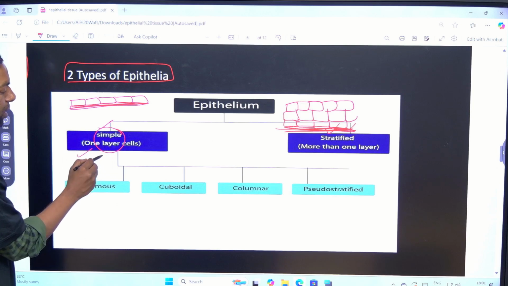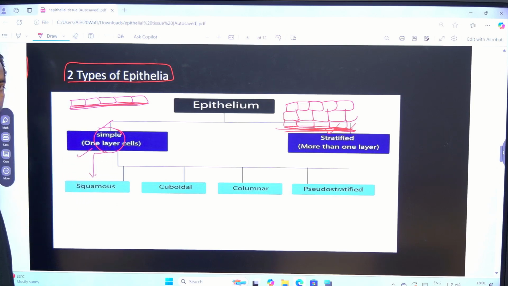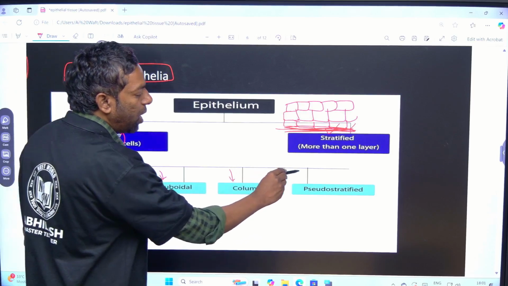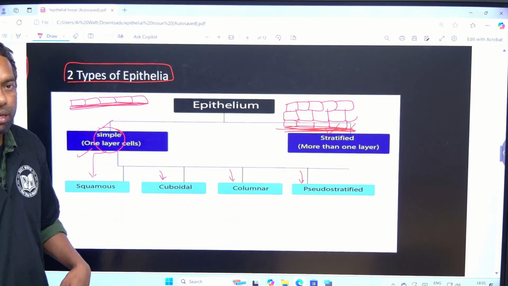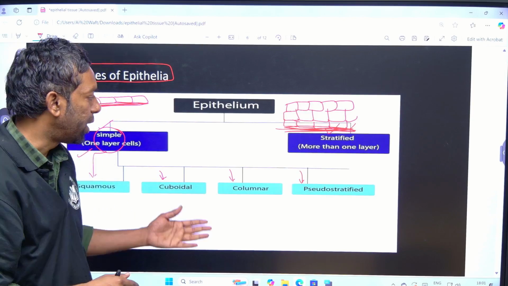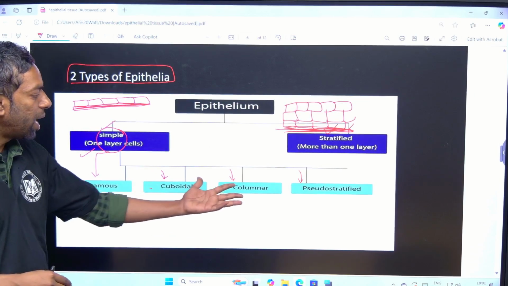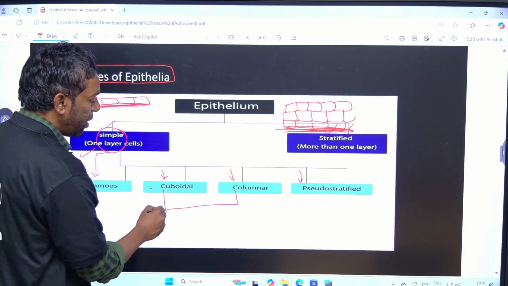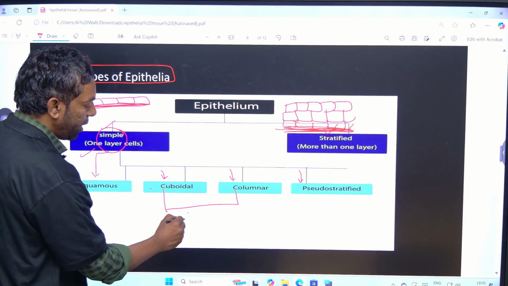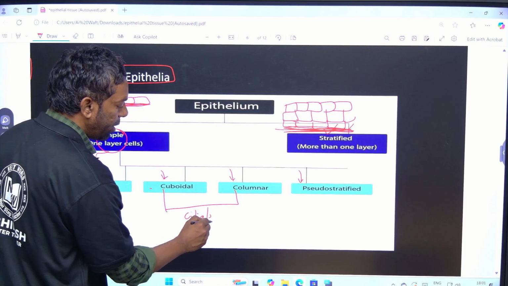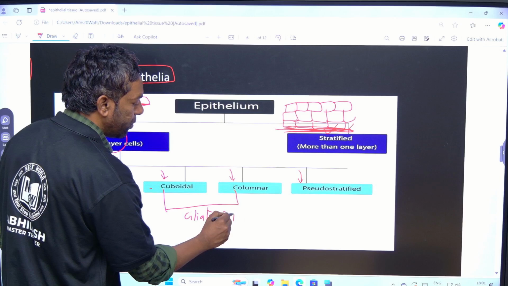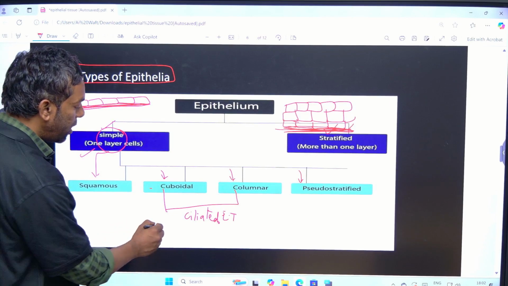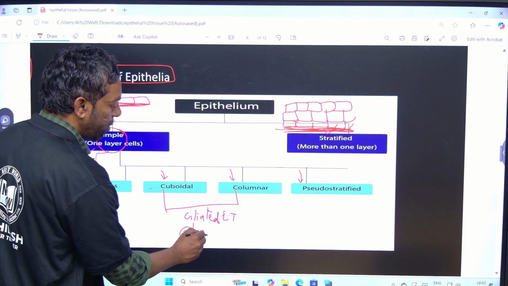Simple epithelial tissue again has 4 types: simple squamous epithelium, cuboidal epithelium, columnar epithelium and pseudostratified epithelium. Cuboidal and columnar can be modified into ciliated epithelial tissue. And some epithelial tissue can give some secretions; we call it glandular epithelial tissue.